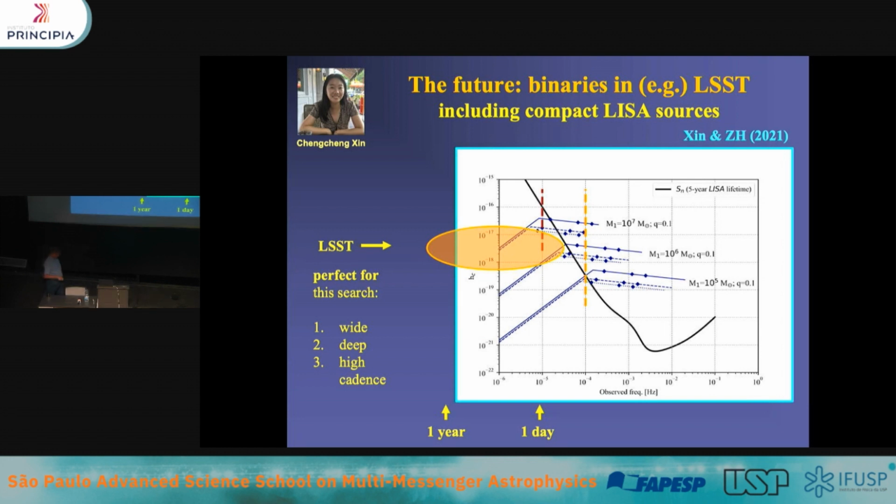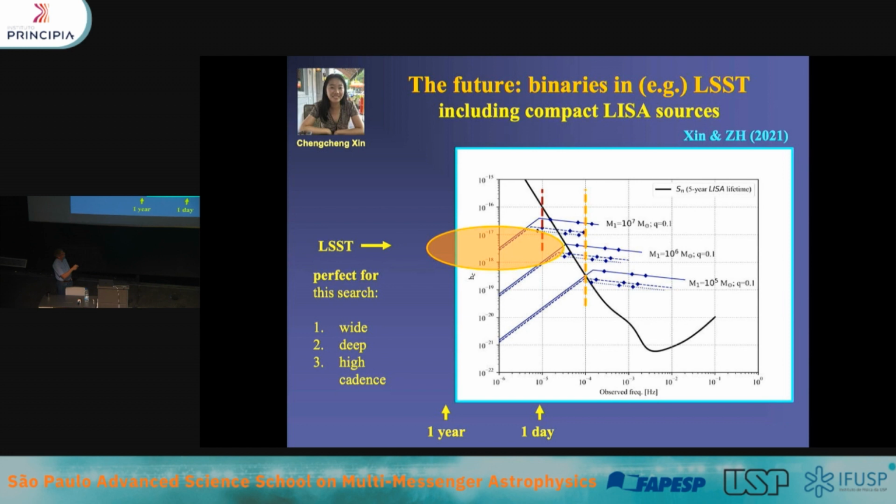And also the cadence is relatively high. A current plan is something like every few days you get a data point, as opposed to every 2 weeks or so. And so you can look for shorter period, less massive black hole binaries, of which there will be many. And this is a plot to illustrate this.